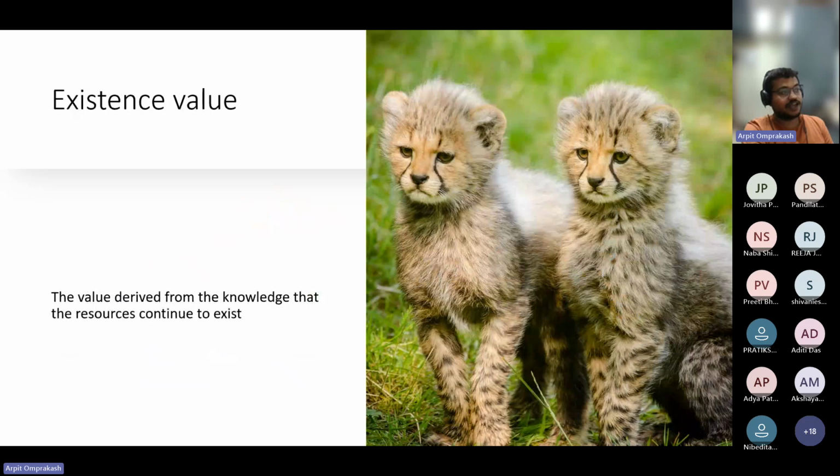Now, existence value is the value derived from the knowledge that resources continue to exist. As I was mentioning before, children looking at pictures of a giraffe or zebra or elephant and getting excited about them and getting joy out of them is existence value. Even though you are not directly or indirectly using it, just knowing that there's a zebra out there in Africa or an elephant somewhere, some kind of life, gives you some sense of joy or happiness, which is termed the existence value.